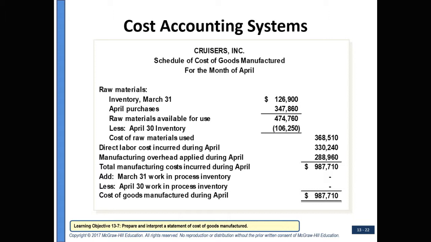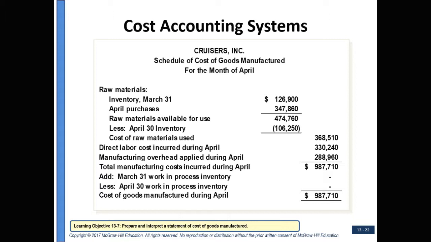Now see how we came up with the cost of raw materials used. We start with our inventory for March, we add the purchases, and that tells us that there was $474,760 of raw materials available for use in the month of April. Now on April 30th, there was $106,250 still in raw materials inventory. Therefore, there was $368,510 of raw materials that were consumed.